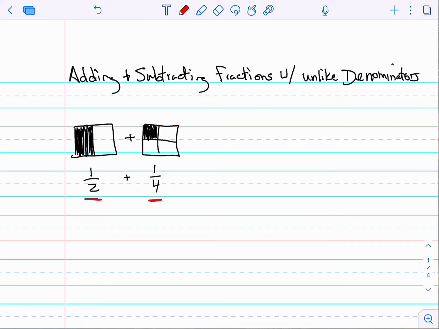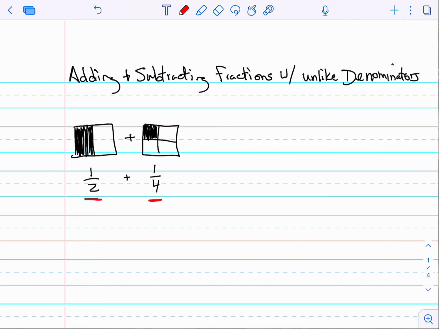And so the first step that I always like to say is you look at the larger denominator and you say, is this a multiple of the smaller denominator? In other words, is 4 a multiple of 2? In this case it is. So we want to make both of our denominators 4 because that's the least amount of work for us here. So we can leave the 1/4 the same, and we're going to change the half into quarters.